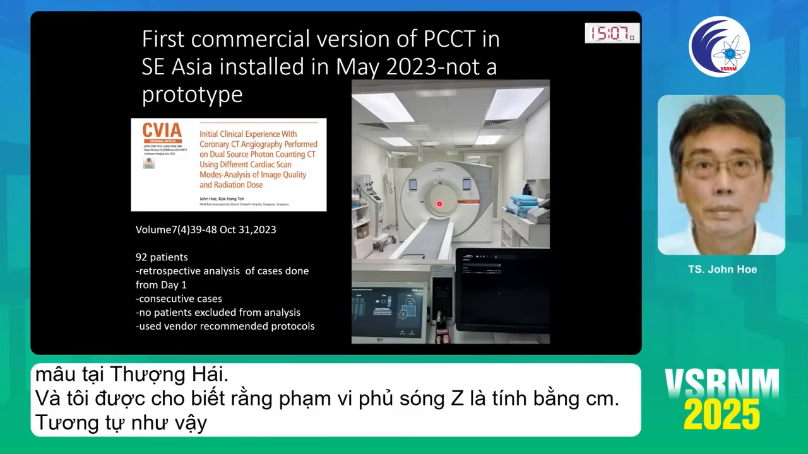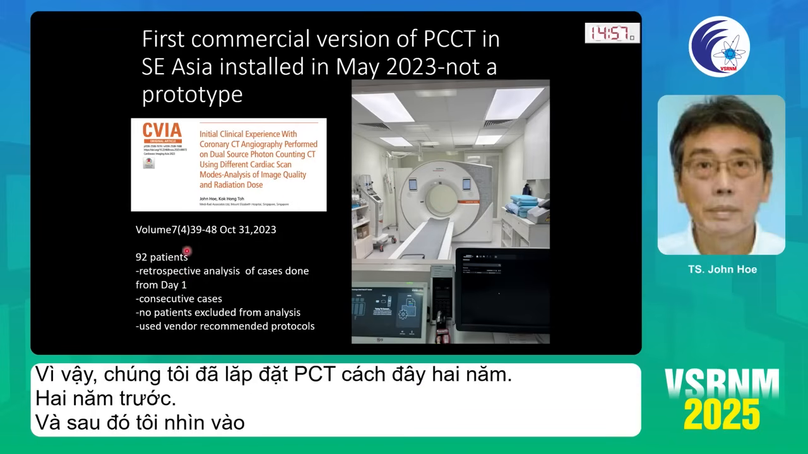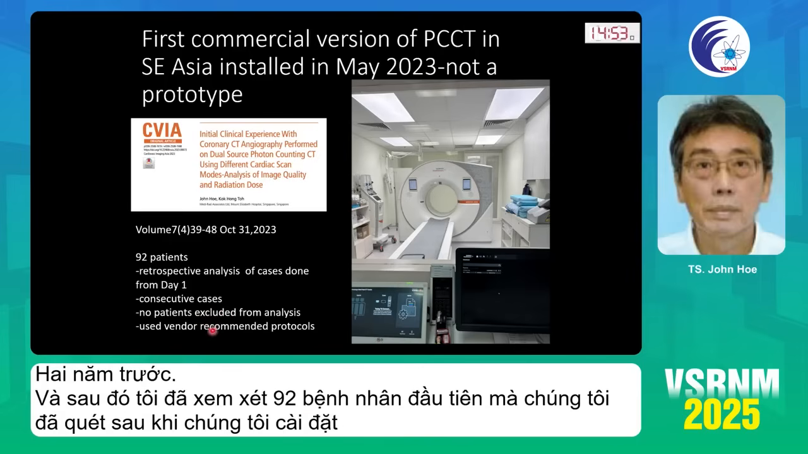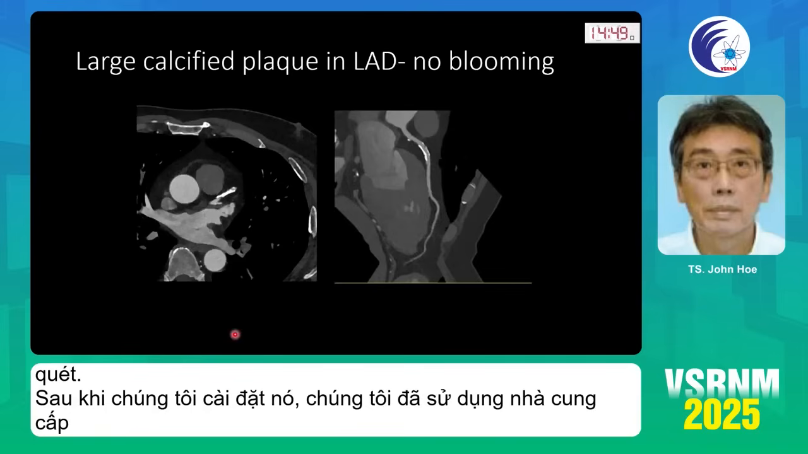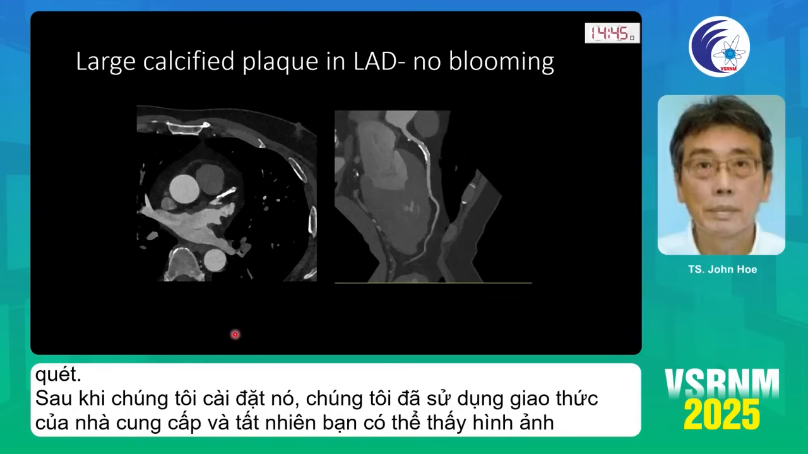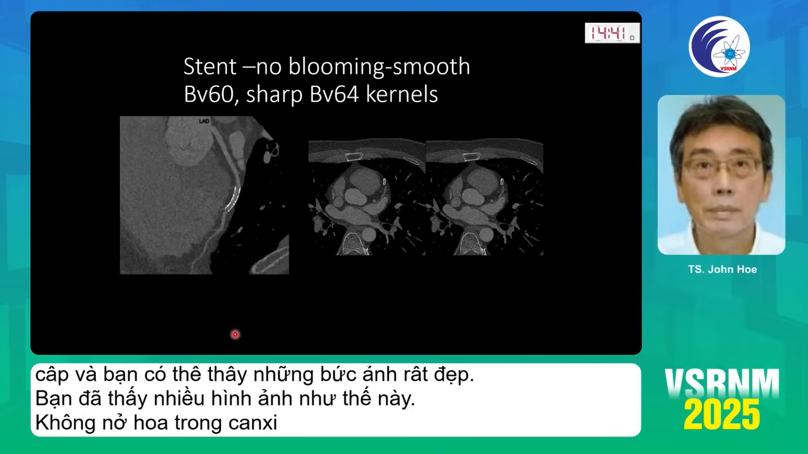So we installed a PC-CT 2 years ago. And then I looked at the first 92 patients that we scanned after we installed it. We used the vendor protocol. And you can see the pictures are, of course, very nice. You've seen many of these pictures. No blooming in the calcium. The stent, you can see very well.